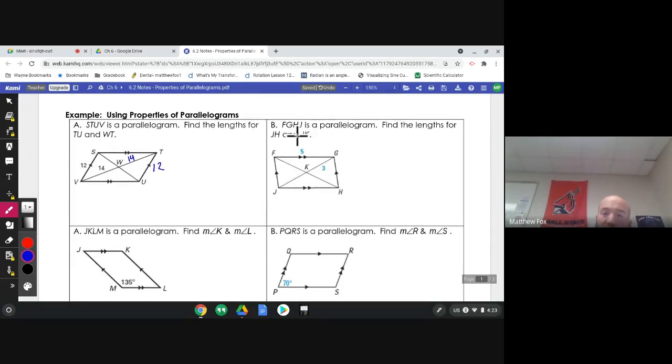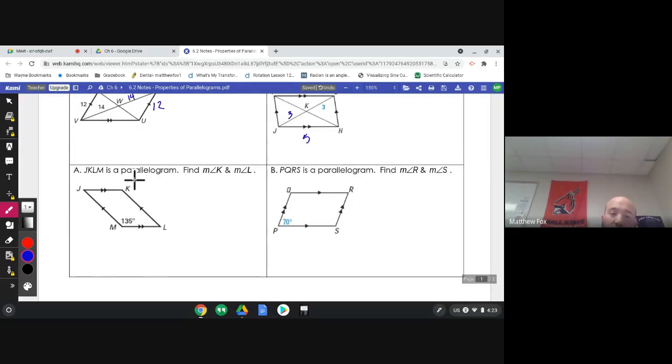For this one, FGHJ is a parallelogram. Find the lengths for JH and JK. So JH is a side. It's the same as the opposite side, so that'll be 5. JK is a diagonal. That'll be 3 because from K to G was also 3.